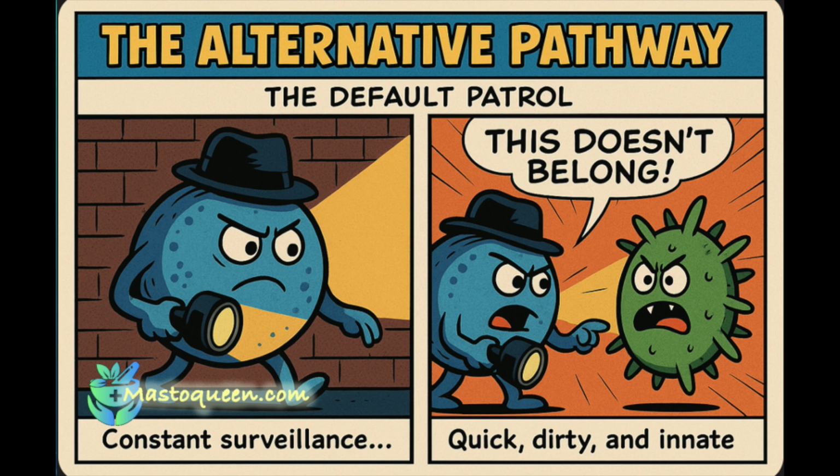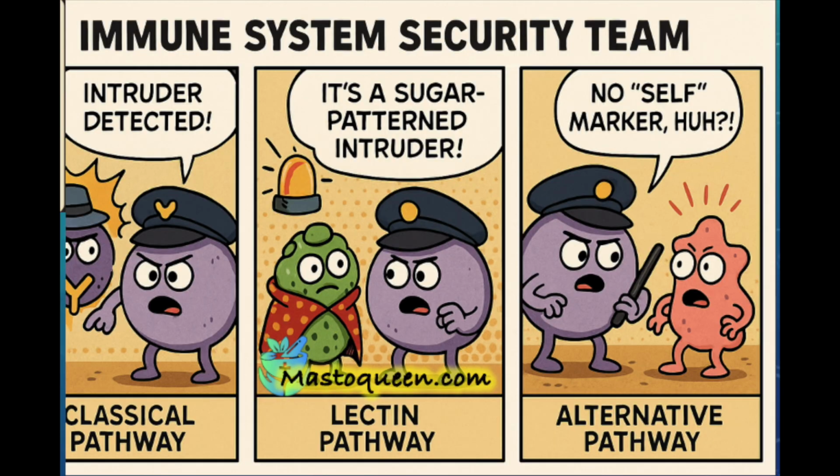This works all the time in the background. Quick, dirty, and innate. So the classical pathway requires antibodies, like IgM or IgG. The lectin pathway looks for a sugar-coated pathogen, and it responds then. And the alternative pathway constantly runs patrol, looking for anything that does not identify as self. Leaky gut can make that worse.